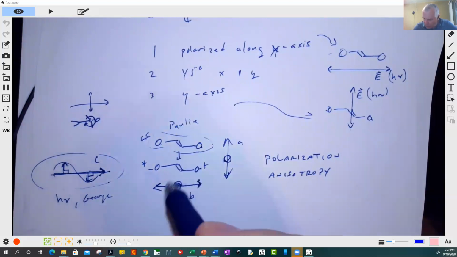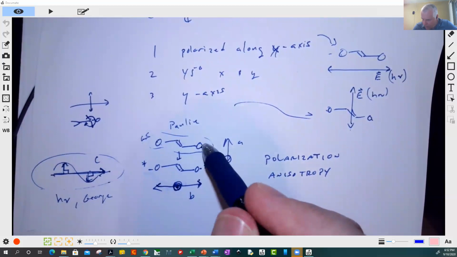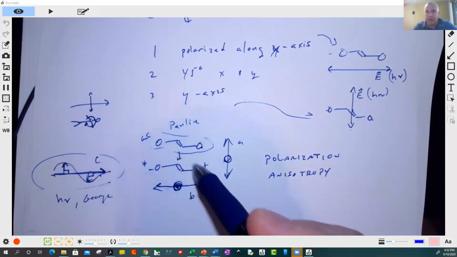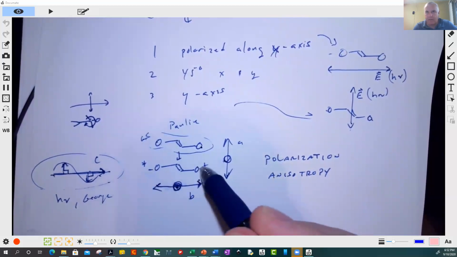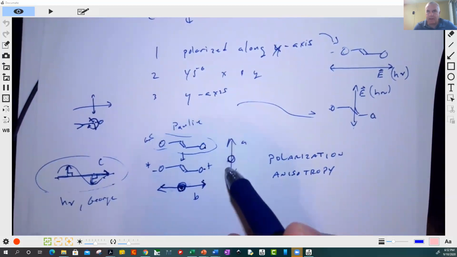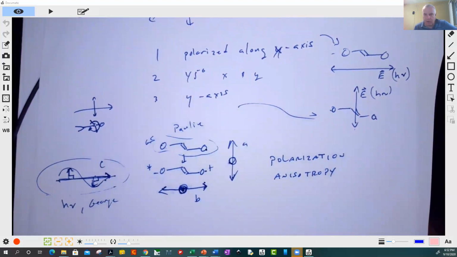In order to separate charge along this axis here, you've got to move an electron from here to here, so that we leave this state plus minus, right? And we need the electric field to be along this axis or this axis. Calvin says B. I think that is by process of elimination. Absolutely correct.